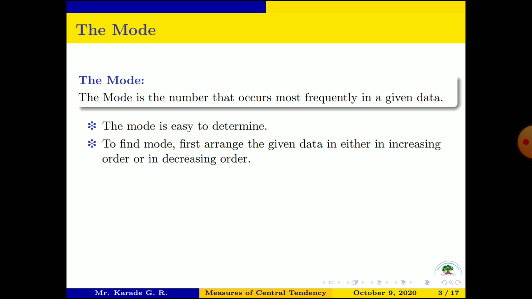And that number is nothing but the mode of the given data. So the procedure of finding mode is very simple. The mode is the value which occurs the maximum number of times in a given data.